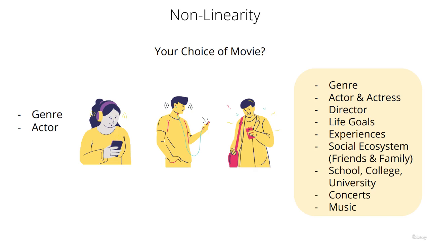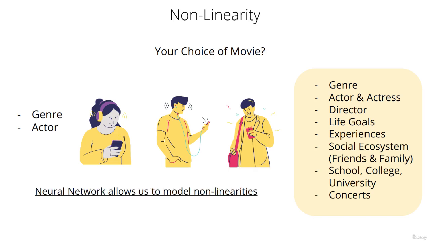So, the decisions we make today are non-linear, meaning they are dependent on numerous factors. Hence, to model these non-linearities, we need nonlinear functions. So, neural networks allow us to model non-linearities. This enables us to make predictions that are accurate.